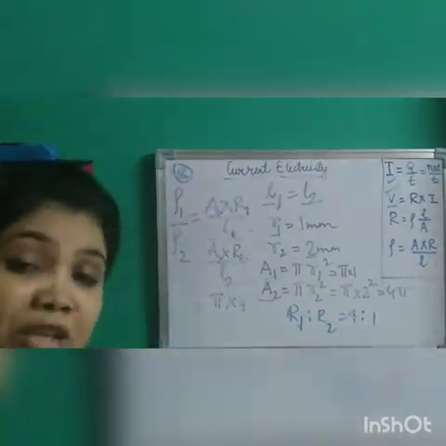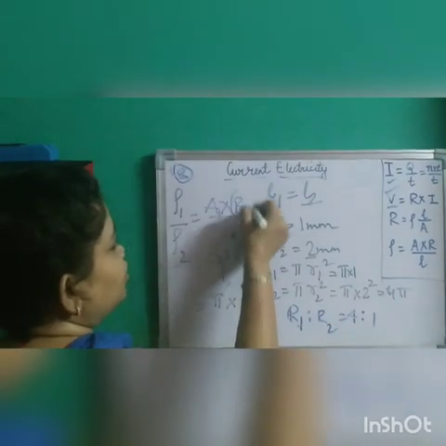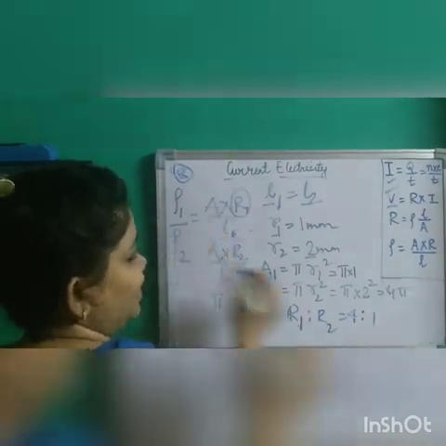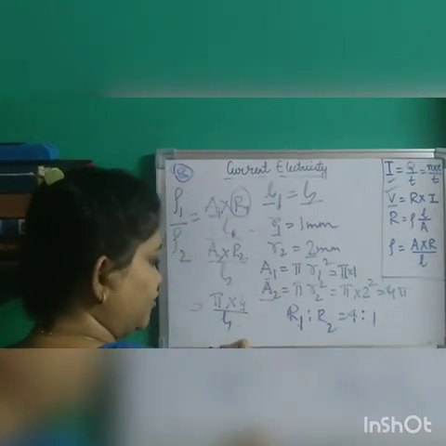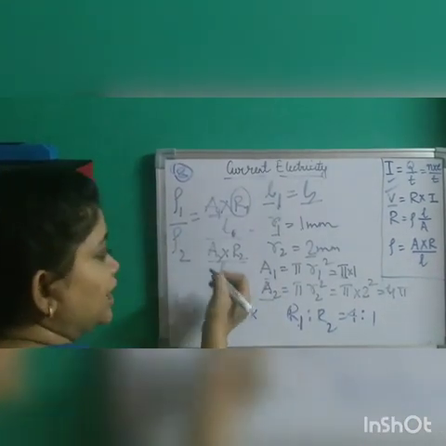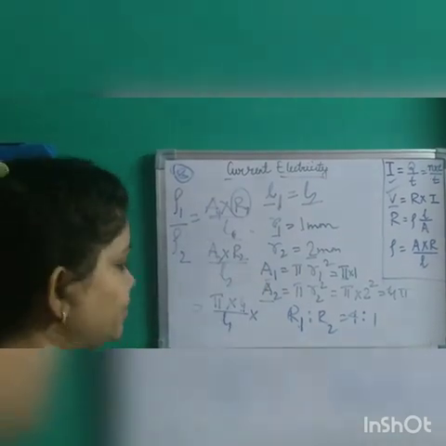Okay, so we will be putting in these values for finding the specific resistance. What is the value of R1? 4. What is the area of the first one? Pi. And what is L1? Let it be L1. Now see, I am doing it. We know that when this value goes up, it will be reciprocal, so I am just doing it.